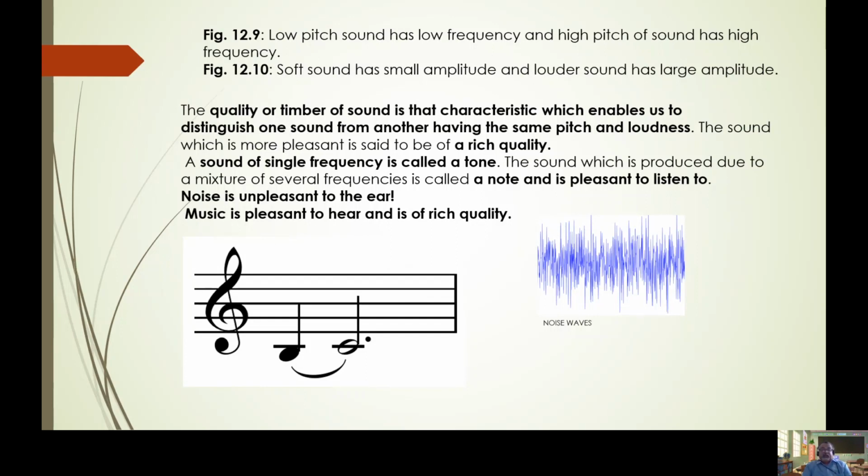The quality or timbre of the sound is the characteristic which enables us to distinguish one sound from another having the same pitch and loudness. The sound which is more pleasant is said to be of rich quality. A sound of a single frequency is called a tone. The sound which is produced due to a mixture of several frequencies can be called a note and is pleasant to hear. Noise is unpleasant to hear. Music is pleasant to hear and of rich quality.